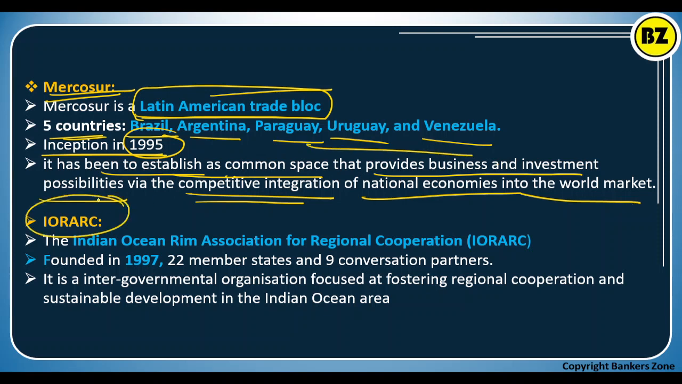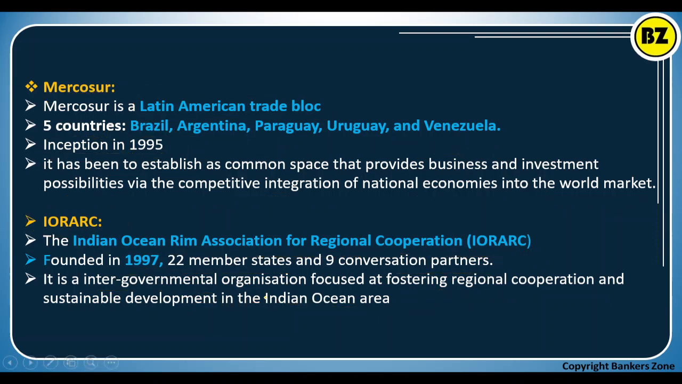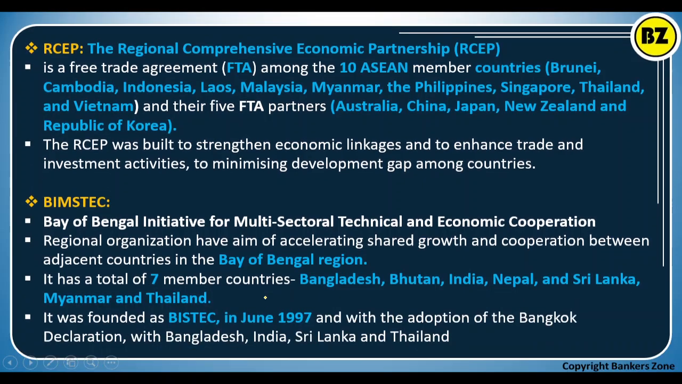Now what is IORARC? IORARC is the Indian Ocean Rim Association for Regional Cooperation. So you need to remember the full form. Founded in 1997, it has 22 members. Then they have 9 dialogue partners. It is an intergovernmental organization focusing on fostering regional cooperation and sustainable development in the Indian Ocean area. So these are the organizations which you can recall.